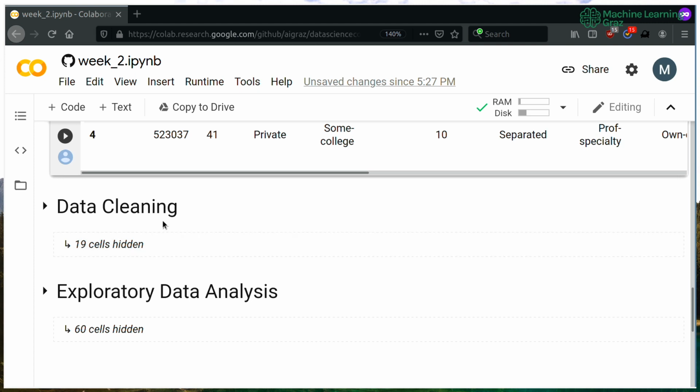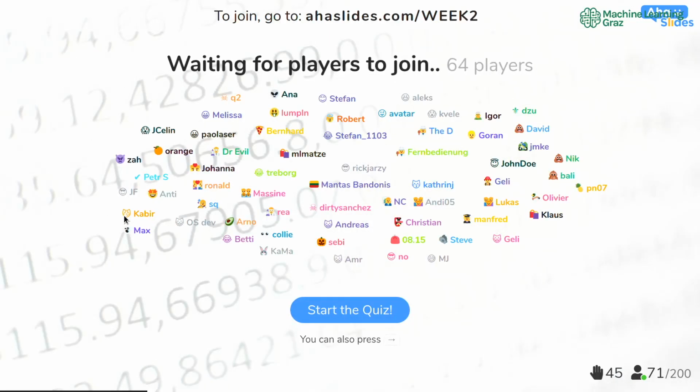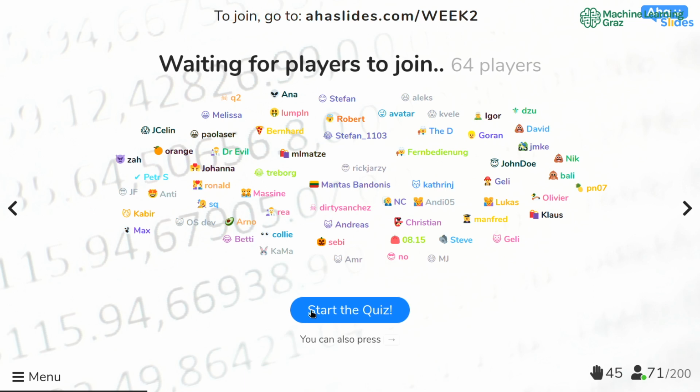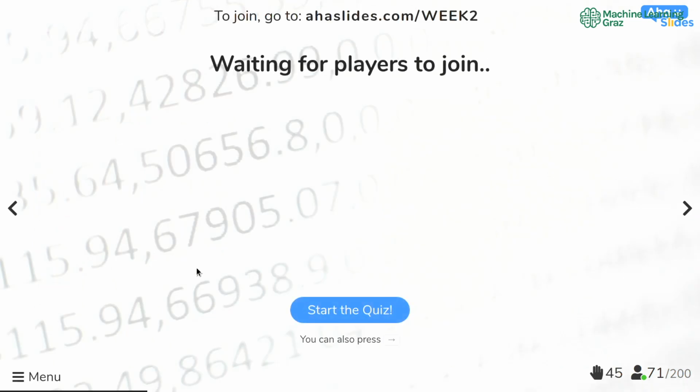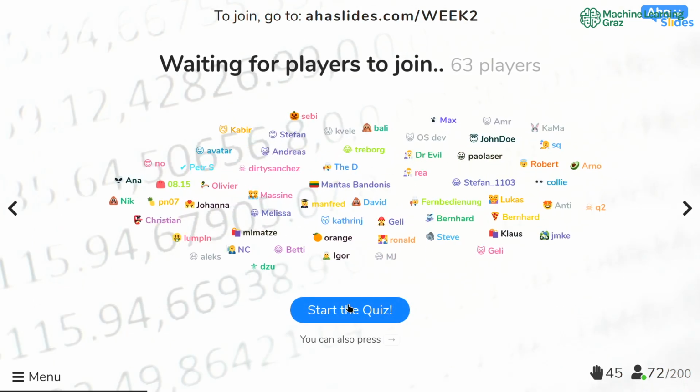We can see here the notebook is about the topic of data cleaning. Now for that... oh, what happened here? Interesting. Technical break. Somehow a quiz started here. I guess the quiz hasn't started, or it started, but yeah.